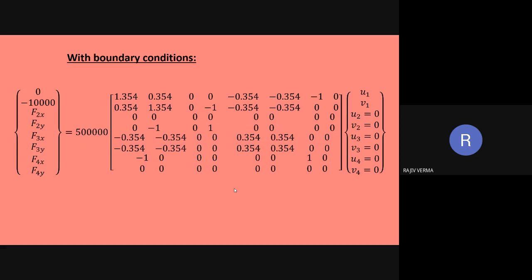And obviously, once the displacements have been found, we can manipulate this further with respect to the equations developed earlier to find the values of stresses. So this is basically the general approach for this particular assembly.